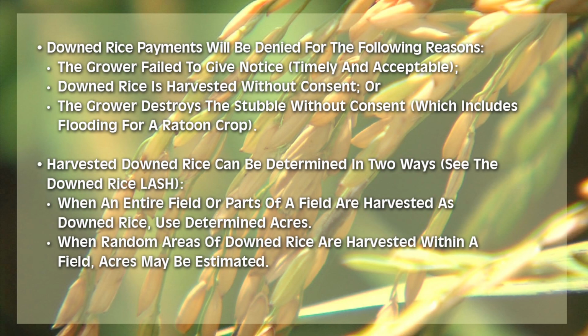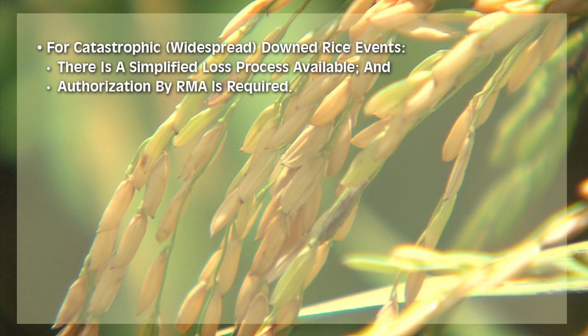When an entire field or parts of a field are harvested as downed rice, use determined acres. When random areas of downed rice are harvested within a field, acres may be estimated. For catastrophic, widespread downed rice events, there is a simplified loss process available, and authorization by RMA is required.